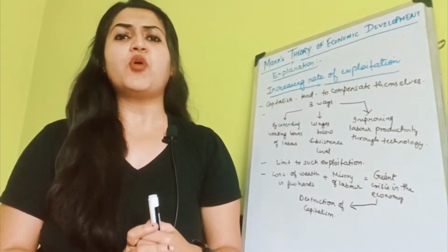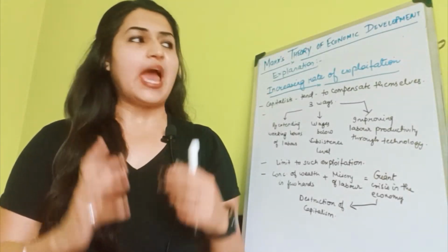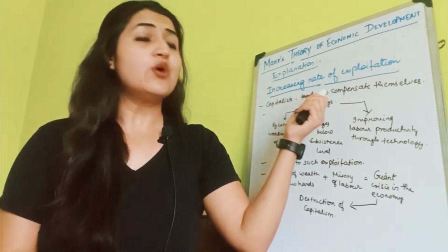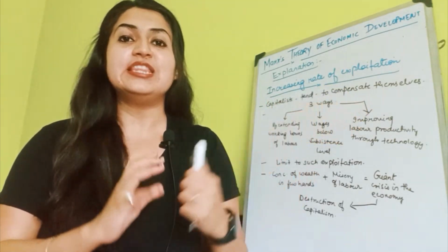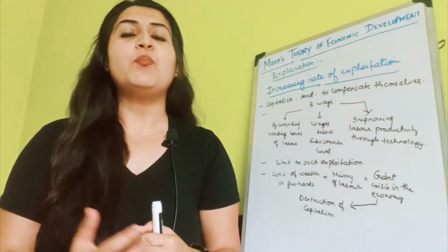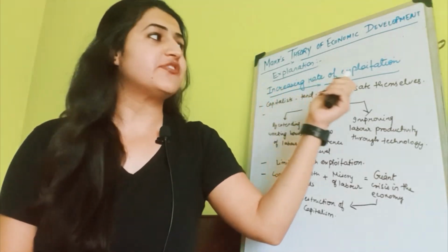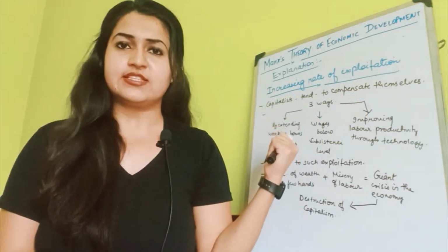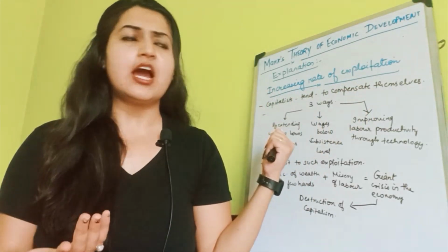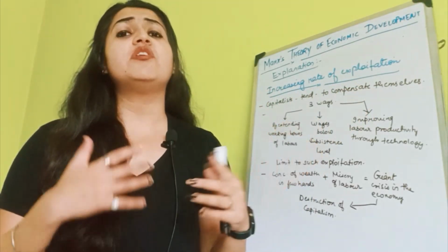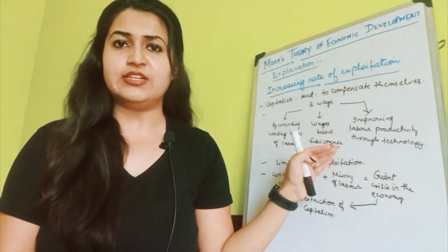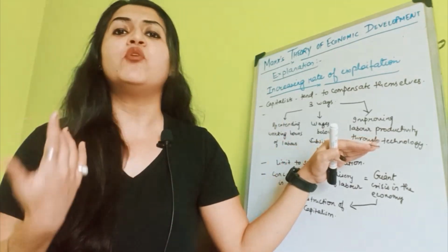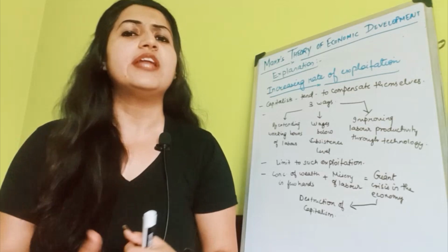What would happen if the profits tend to decline? Now the capitalists would have a tendency to compensate themselves for the decline in the profits. They would do so by resorting to increasing the rate of exploitation. They would start exploiting the workers in three ways. Number one, they would extend the working hours of the labor. Number two, they would reduce the wages below the subsistence level. And number three, they would try improving the labor productivity through more and more technology.